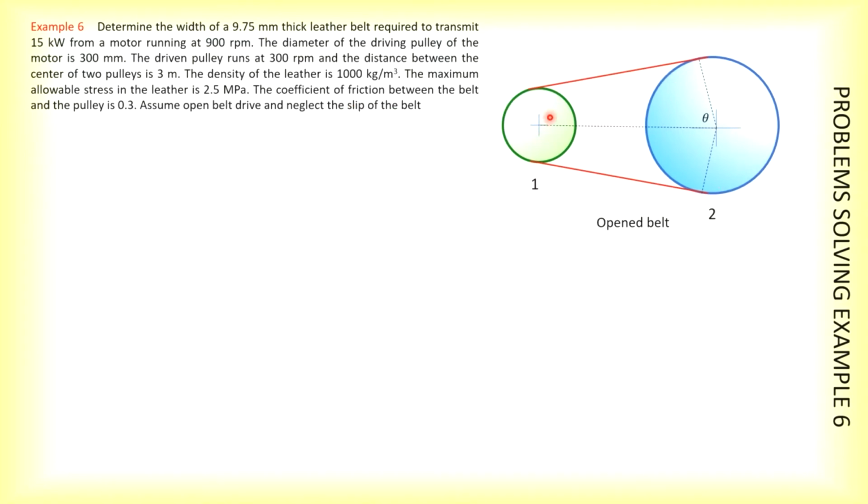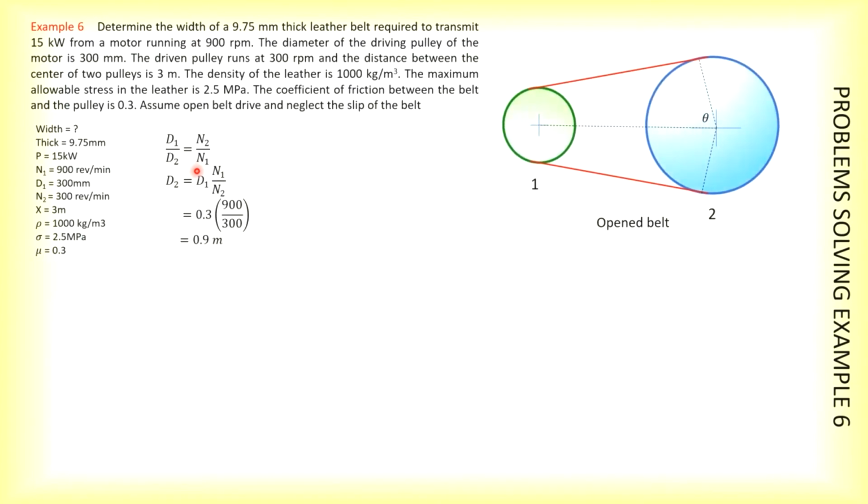The diameter of this pulley is 300 mm, but the speed is 900 revolutions per minute. The diameter of the other pulley was not given, but the speed should be lower, that is 300 revolutions per minute. You should also have the angle of lap, but both angles of lap should be the same, geometrically. So these are the given data.